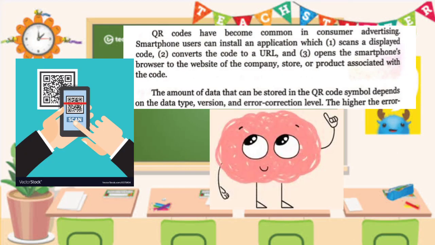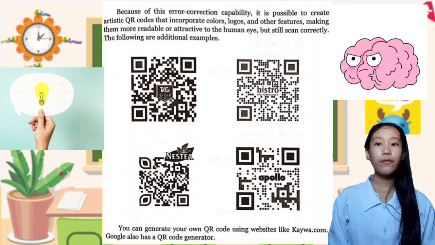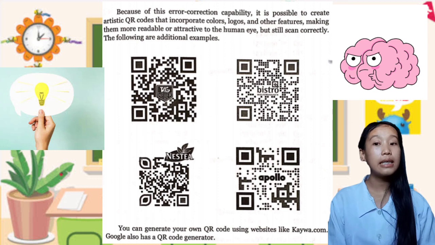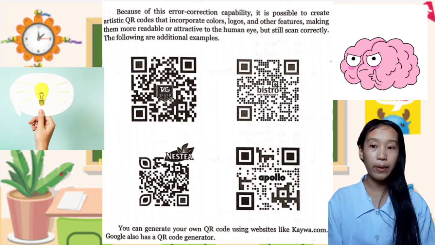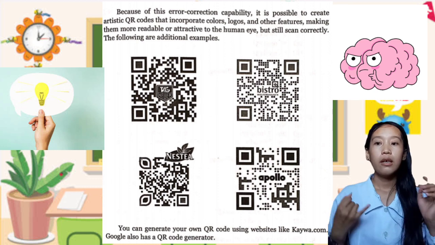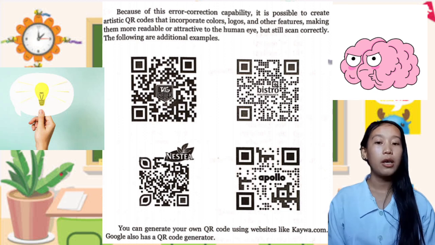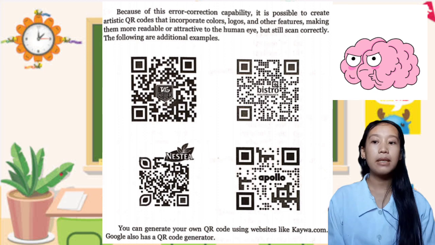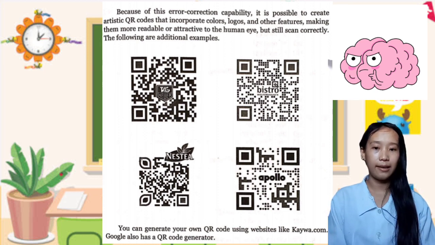Smartphone users can install an application which first scans a displayed code, second converts the code to a URL, and third opens the smartphone's browser to the website of the company, store, or product associated with the code. Because of this error correction capability, it is possible to create artistic QR codes that incorporate colors, logos, and other features, making them more attractive to the human eye, but still can scan correctly.